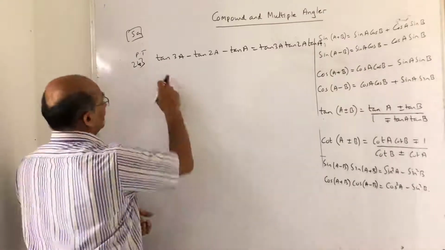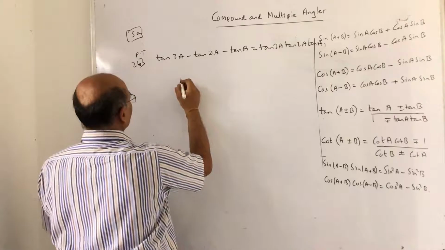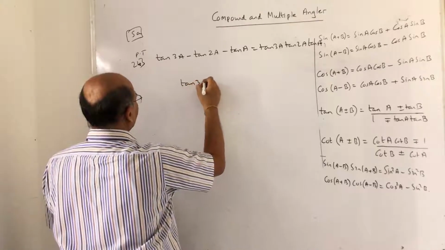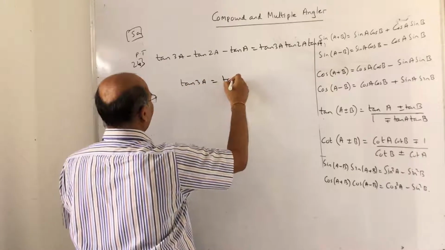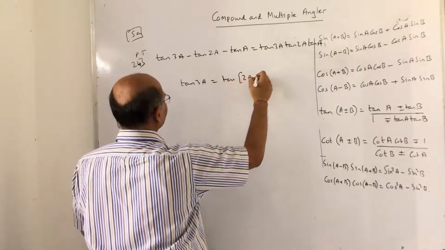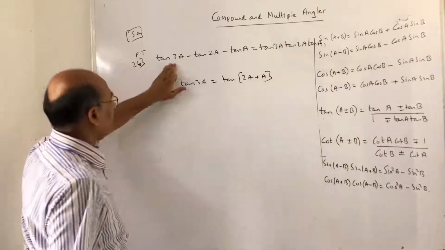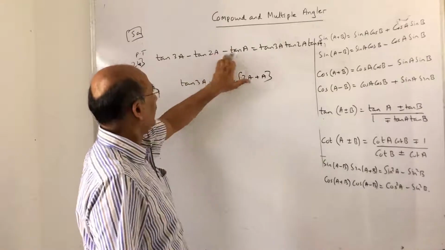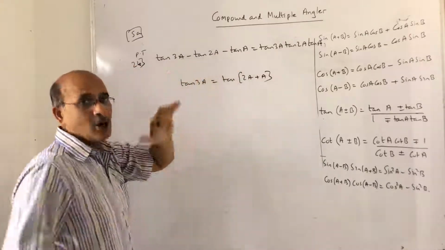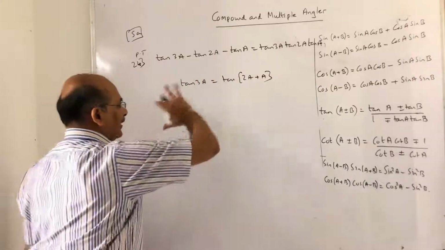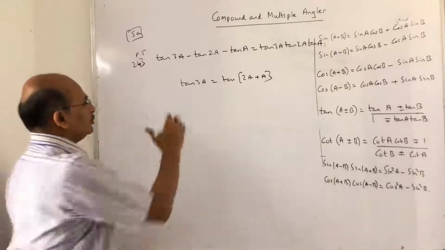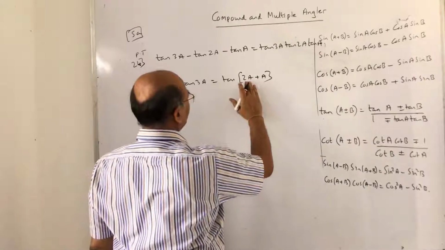What I will do is, you know there is tan 3a. So, tan 3a, can you write this 3a as tan of 2a plus a? Please understand. See, 3a, 2a, a. So, 2a plus a is 3a. Out of the box I am thinking. I am not defining any method here. So, tan 3a is equal to tan of 2a plus a.